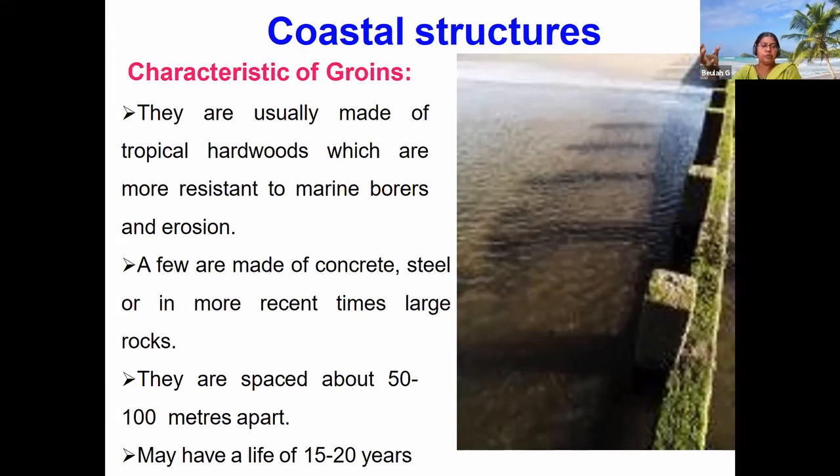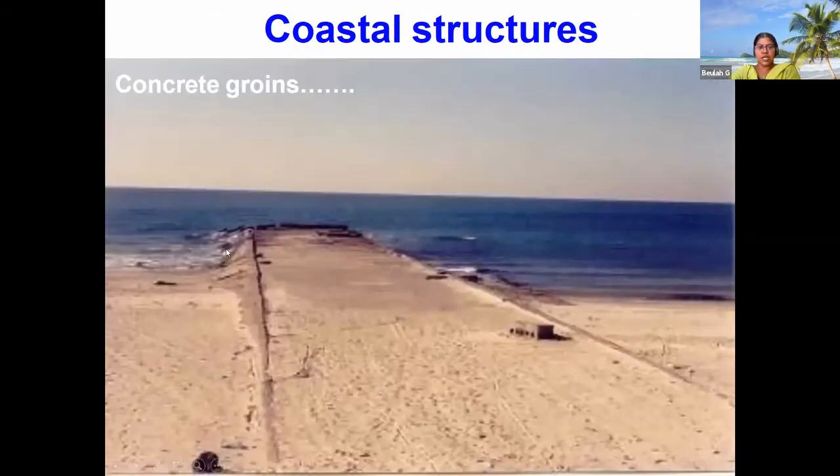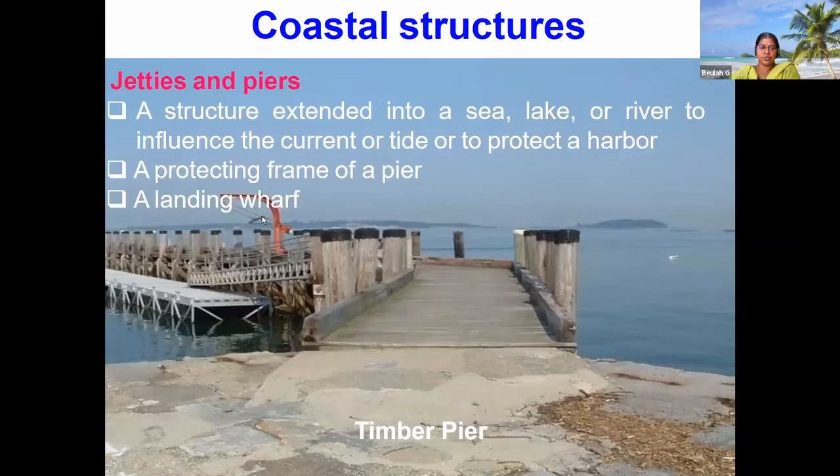We don't have proper history of what has happened to the coastal regions. So nowadays we use concrete and steel, and in most recent times, large quantities of rocks are used as the groin members, and they are spaced 50 to 100 meters apart, and lifespan is 20 years. This is the type of groin which is created in a hexagonal manner. You can see the groins extending a few distances into the coastal regions.